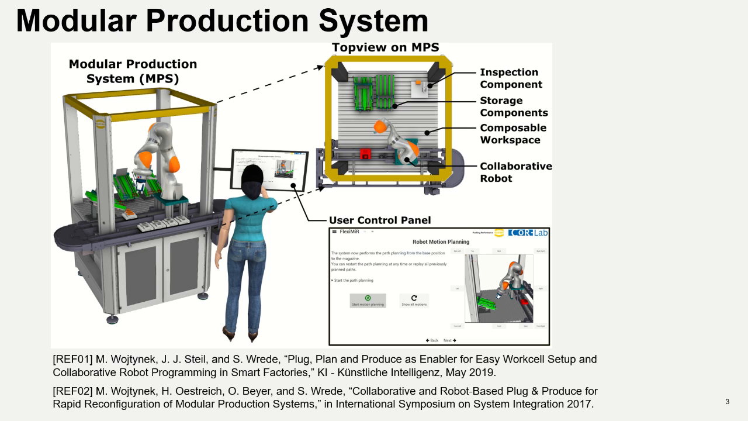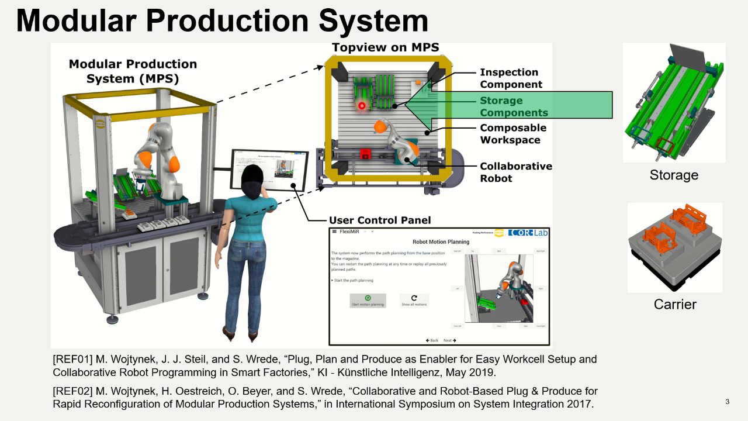A solution to address the flexibility is the concept of modularity, for instance, a modular production system. The modular production system contains a composable workspace where components can be freely arranged and rearranged according to a specific task. Components like storages, carriers, and inspection components can be placed there. A user control panel gives instructions to the operator about the current task, and an embedded simulation simulates the robot movement before the real execution on the robot.